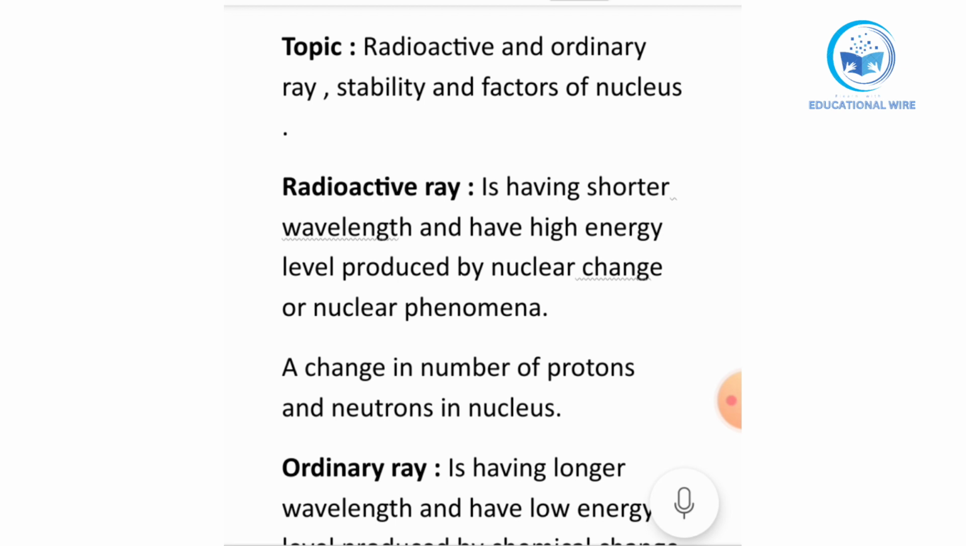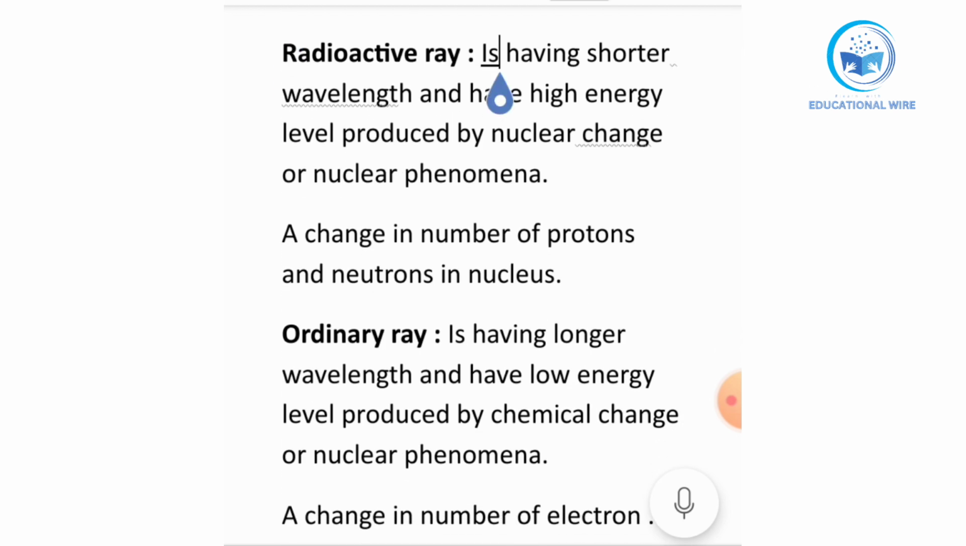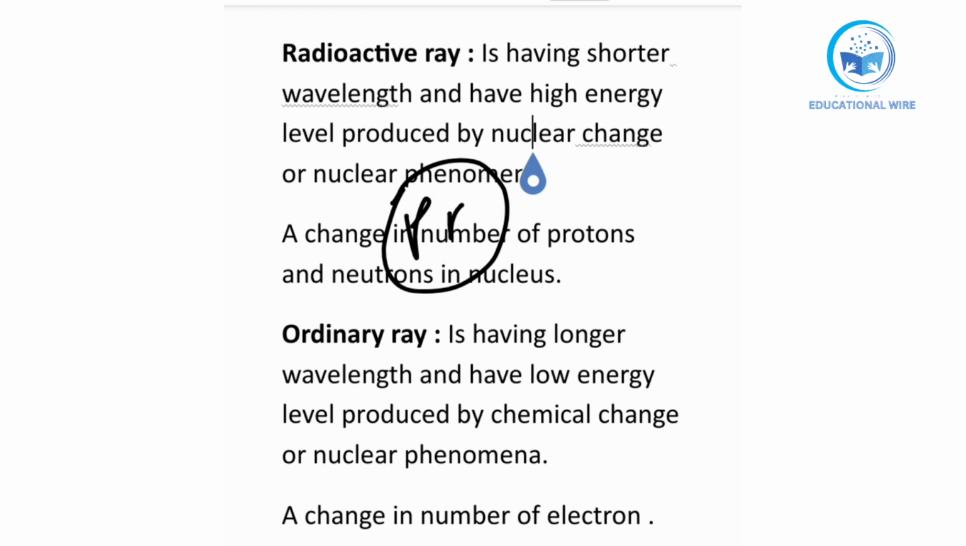So now we will start our next topic, that is radioactive and ordinary ray, stability and factors of nucleus. Talking about radioactive ray, it has a shorter wavelength and a high energy level, produced by a nuclear change or nuclear phenomena, a change in the number of protons and neutrons in a nucleus. Obviously, protons and neutrons are in a nucleus, like this is a nucleus, in that we have protons and neutrons, and this is the electron shell.